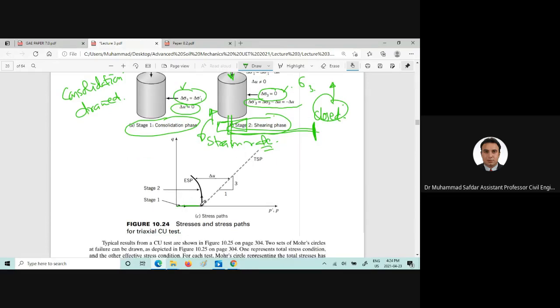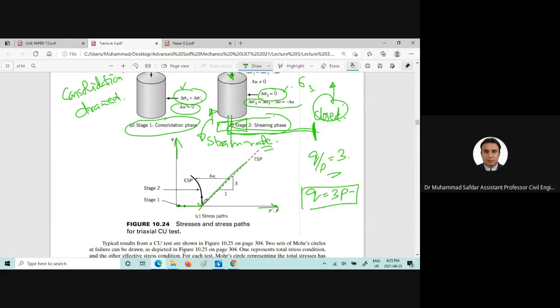Here is an important concept which is discussed. In the consolidation stage, there is no increase in the Q or the deviator stress, and definitely there will be an increase in the mean effective stress. So if we want to draw the total stress path, this will look like this, and we know that for the total stress path, this is the relationship, which is a very important relationship. Please kindly note down that relationship.